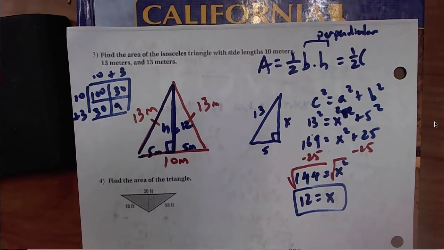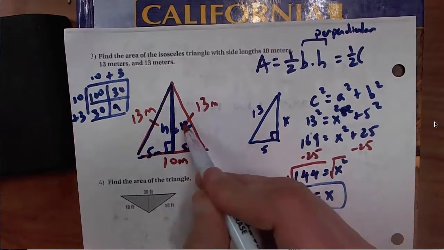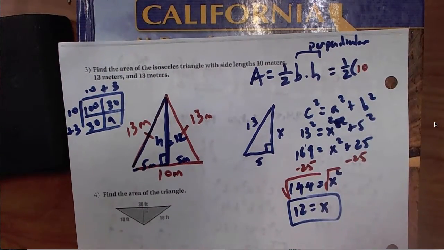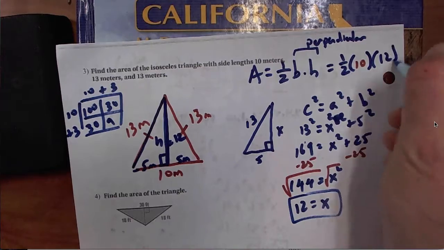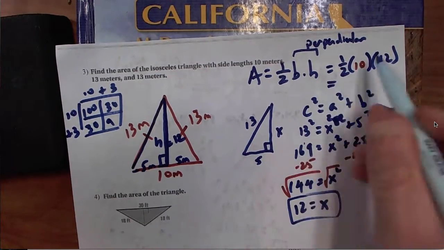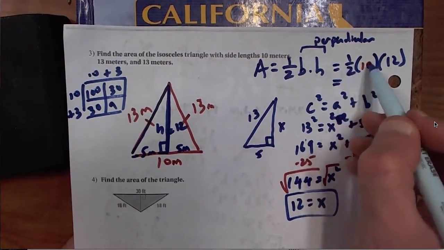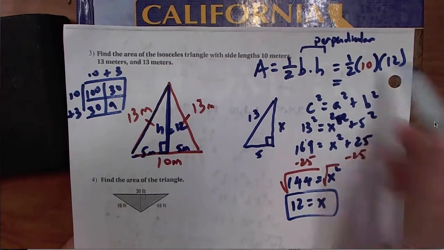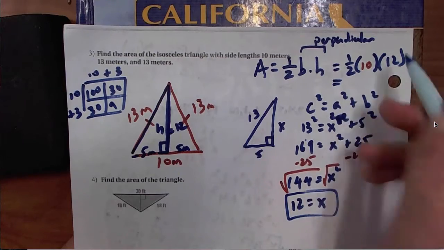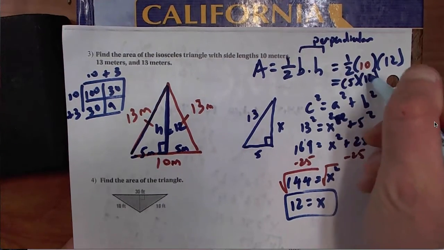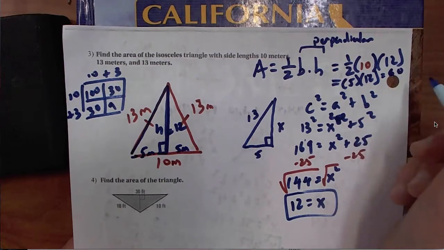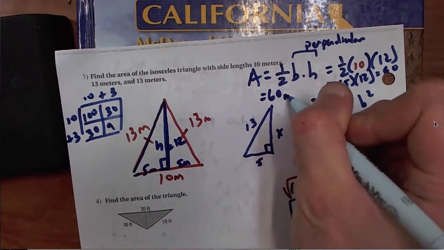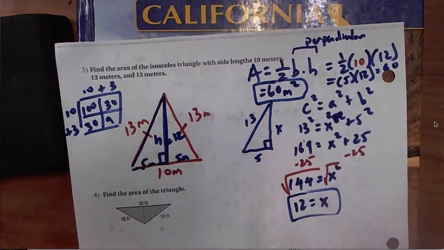Okay, so let's go ahead and just plug in 1/2 base times height. Right, base and height have to be perpendicular. So who's perpendicular to this guy that we just found was 12? Not the 13, it's the 10. So our base is 10, and our height is 12. 1/2 base times height. I can multiply these in any order I want. I could do 1/2 times 10 times 12, or I could do 10 times 12 first, and then half that. Multiplication is commutative, it doesn't matter. I'm just going to half the 10, so that's 5 times 12, or 60. So our answer is 60 meters squared.